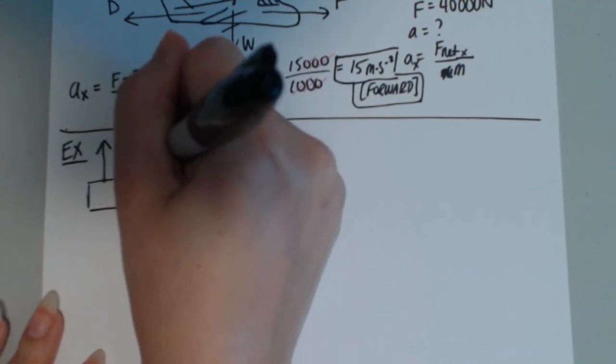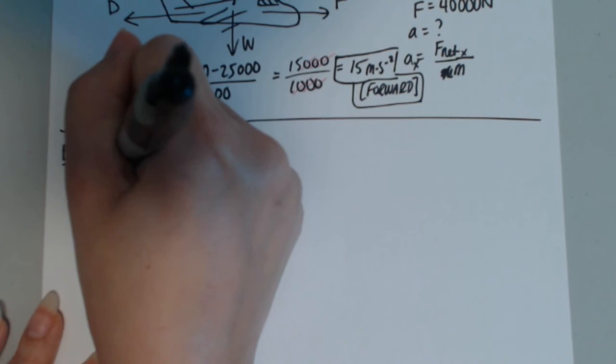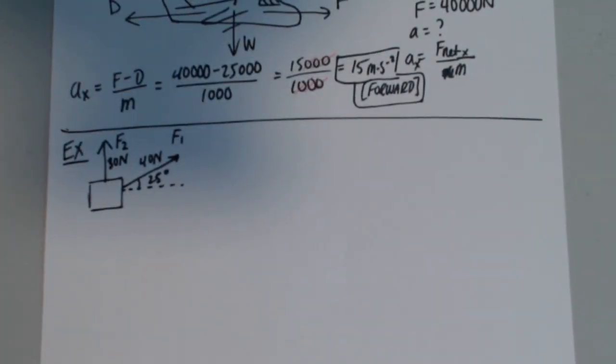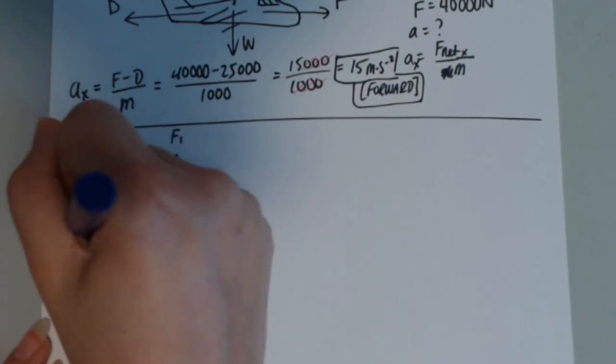That's 40 newtons, and this one is 30 newtons. So we have those two forces that are given to us, but you know that there is another force acting in this system too. It's called gravity, also called weight, and that's going straight down.